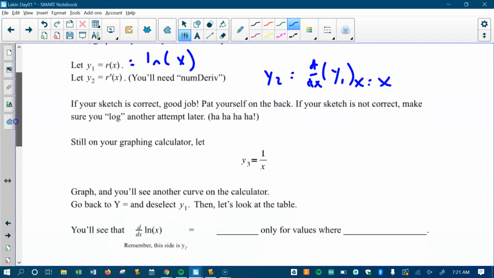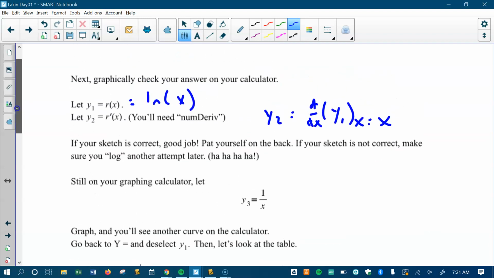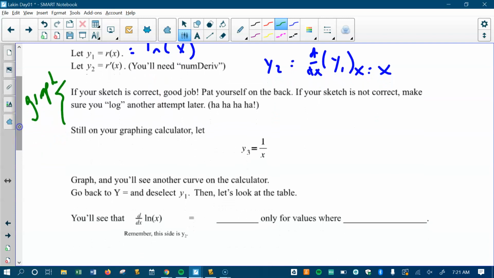Now, if your sketch is correct, good job. You should graph this again. So make sure you graph to check your sketch. And it should look approximately like what you drew. Now, also on your graphing calculator, let y3 equal 1 over x. So again, you should hopefully have two graphs, one like this. You should have another one that looks like this.